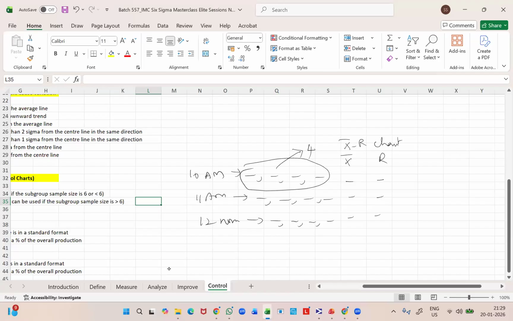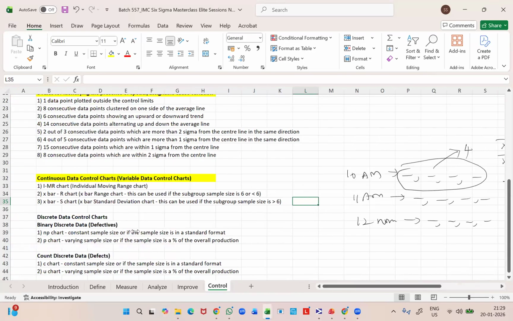So these are the 3 control charts that we have for continuous data, which is also referred to as variable data. Similarly, we have control charts for discrete data, right?